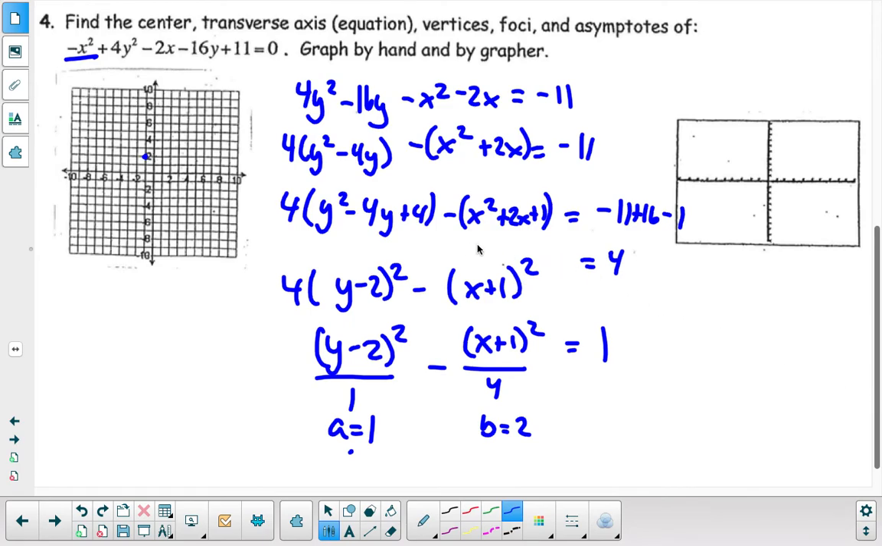It does say to graph that. Okay. So the transverse axis is going to be a vertical line going through this. So x equals -1 is our transverse axis. Our vertices are going to be 1 away vertically from this coordinate, so 1 is here.